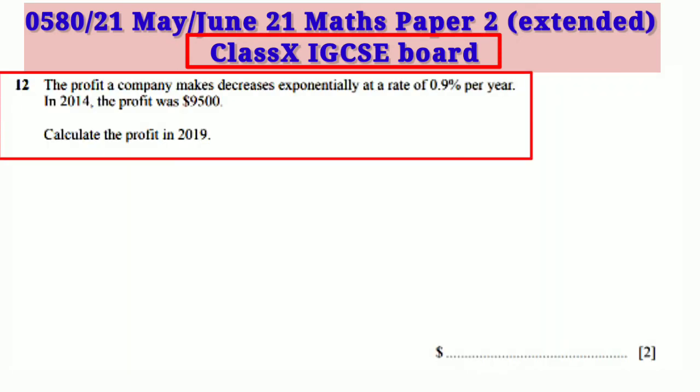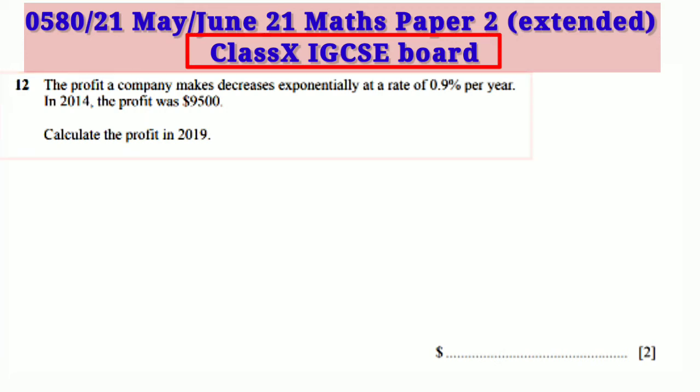12th question. The profit a company makes decreases exponentially at a rate of 0.9% per year. In 2014, the profit was $9,500. Calculate the profit in 2019. We will be using the formula of compound interest. Rate is 0.9%. Number of years is 5, since we have to calculate profit in 2019 and it started in 2014. And the profit of 9,500 we will consider as P. And we have to find A.